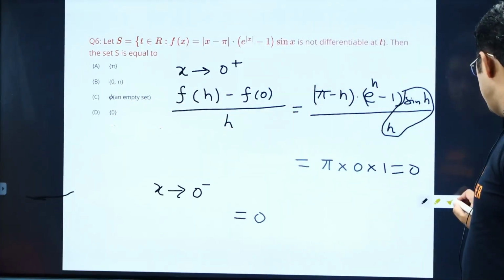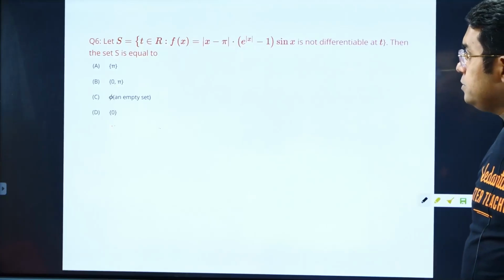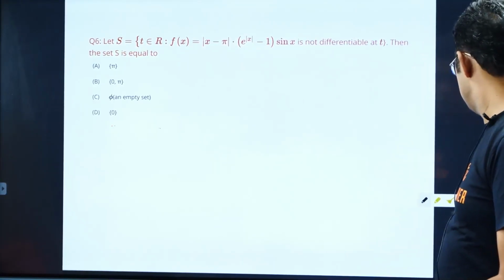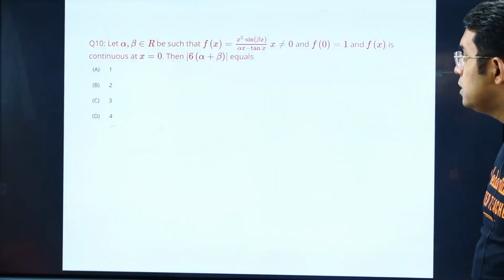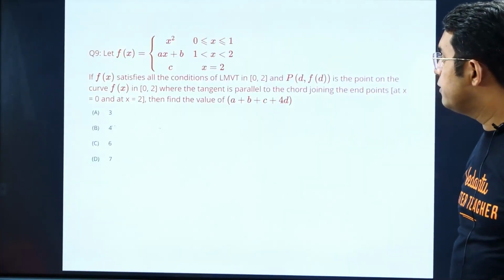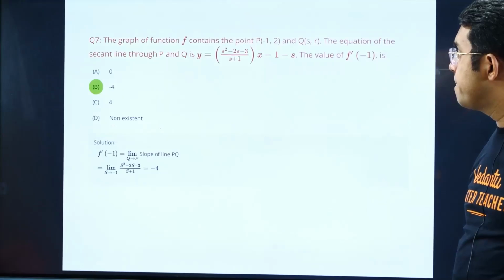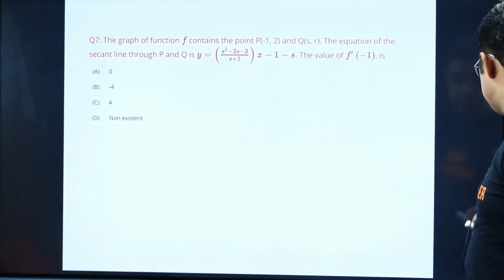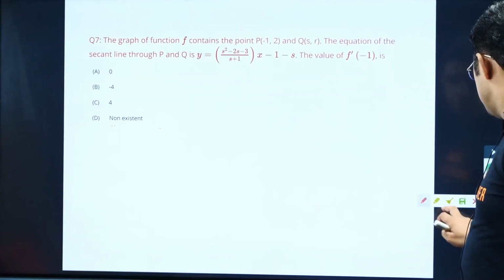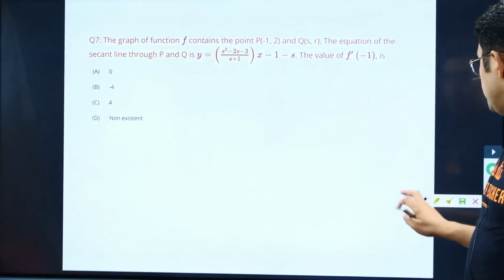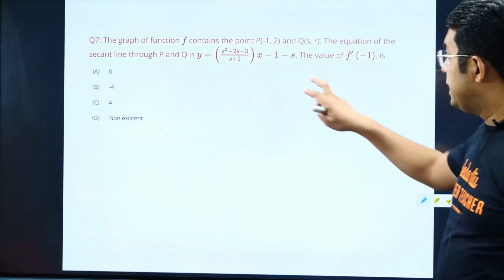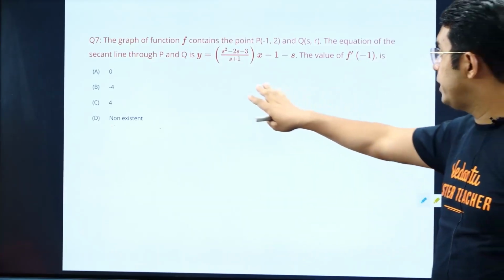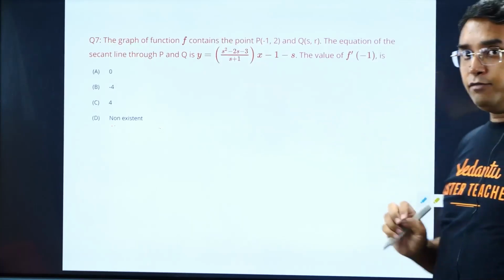Okay, now moving to the next question, question number 7. Yeah, this was 6 which we have done. Now coming to question number 7, it says the graph of function f contains the points P and Q. The equation of the secant line through P and Q is given by this equation. Then we have to find f dash of minus 1.